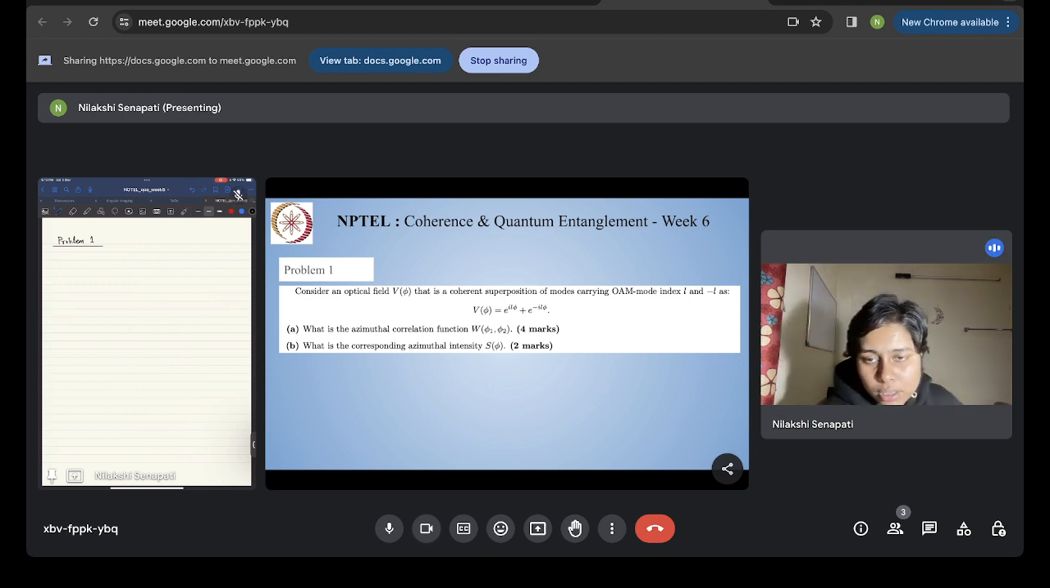So it is saying: consider an optical field V of phi that is a coherent superposition of modes carrying wave index L and minus L, as V of phi equal to e to the power i L phi plus e to the power minus i L phi. Part A asks: what is the azimuthal correlation function W of phi 1, phi 2? And part B asks: what is the corresponding azimuthal intensity S of phi? So we'll calculate those now.